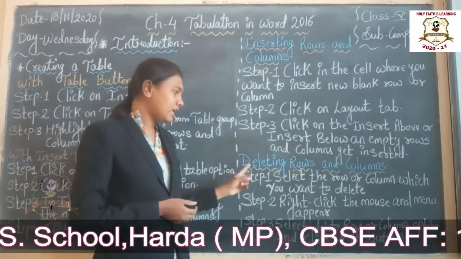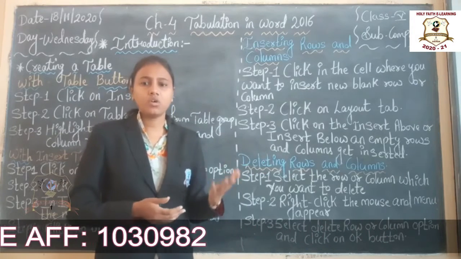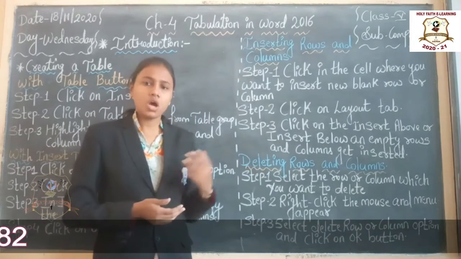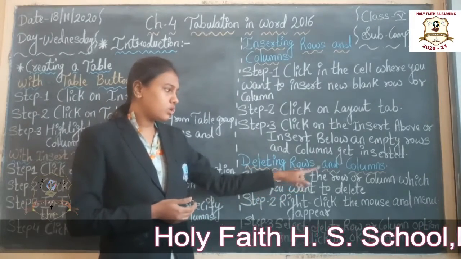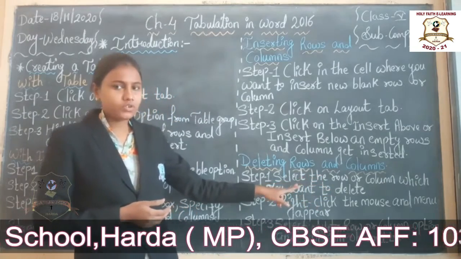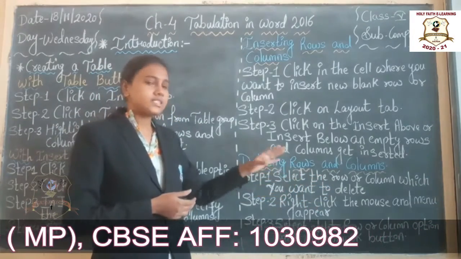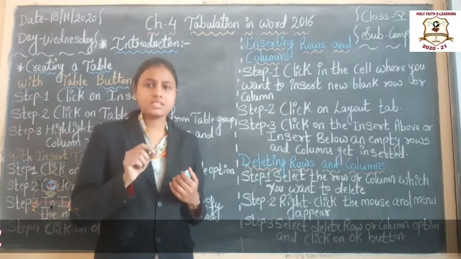Now let's see how to delete rows and column. Suppose you want to delete some unwanted rows and columns, how can you delete them? Let's see. The first step is to select the rows or column which you want to delete. You have to select that first.